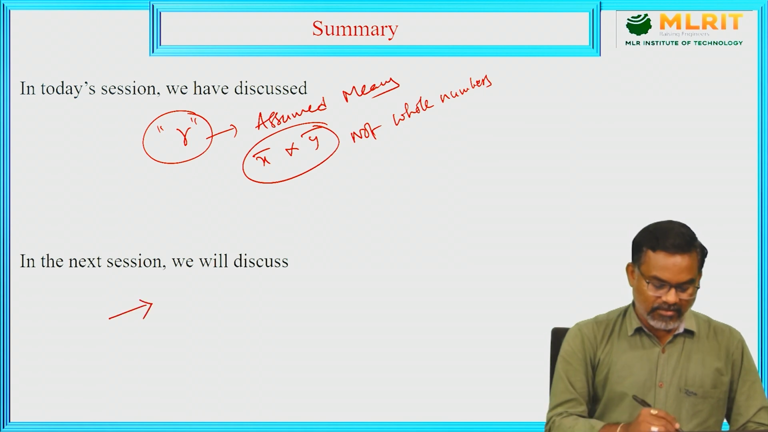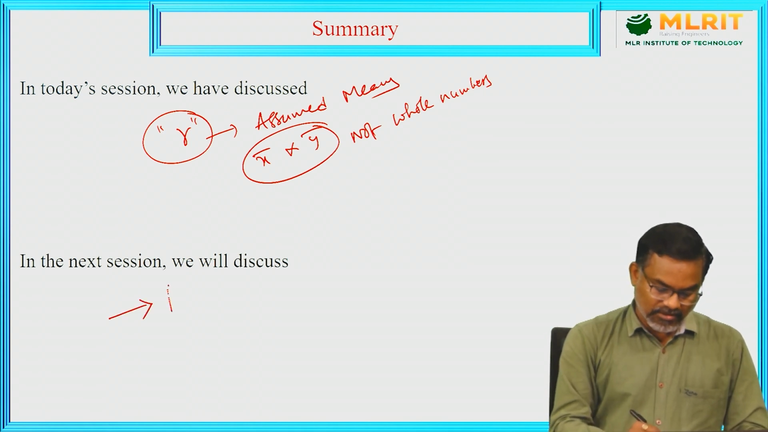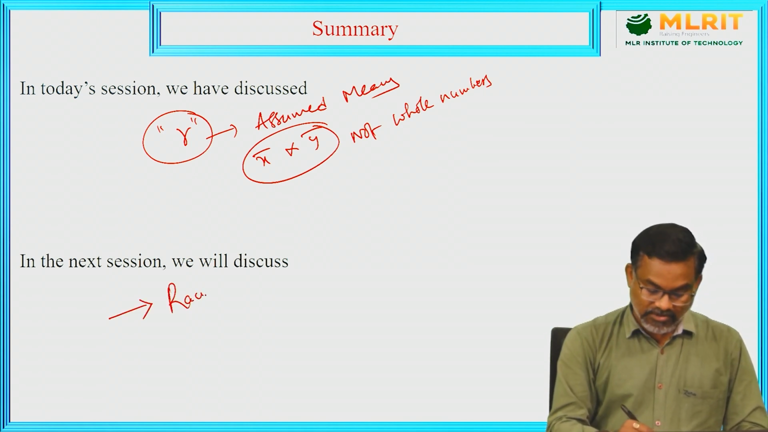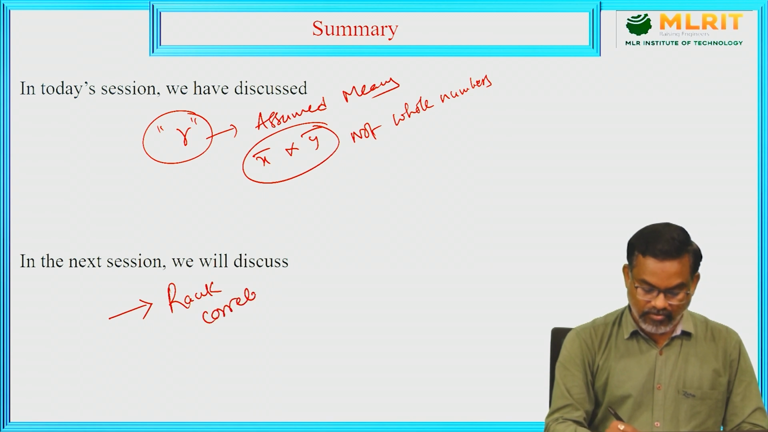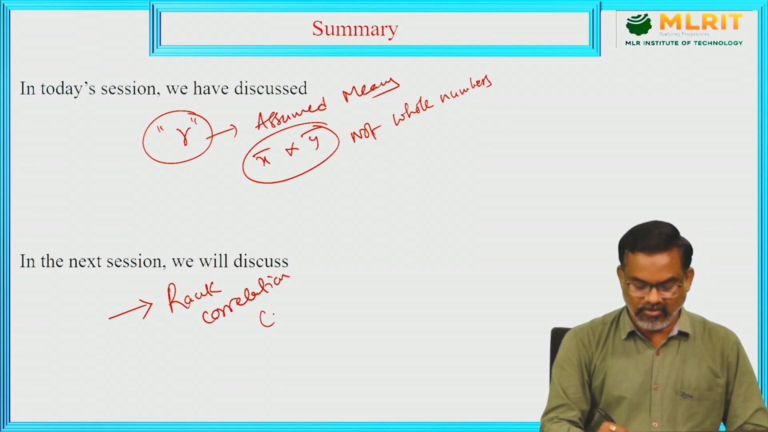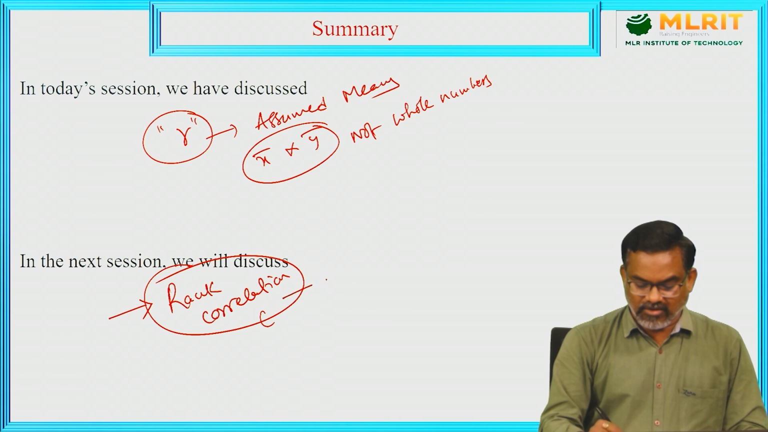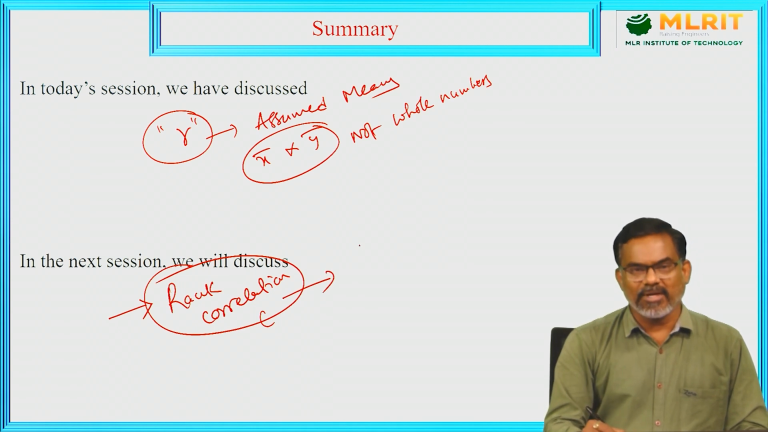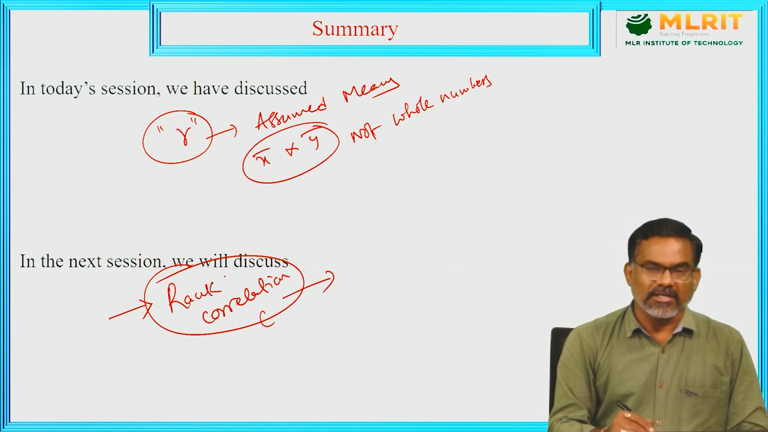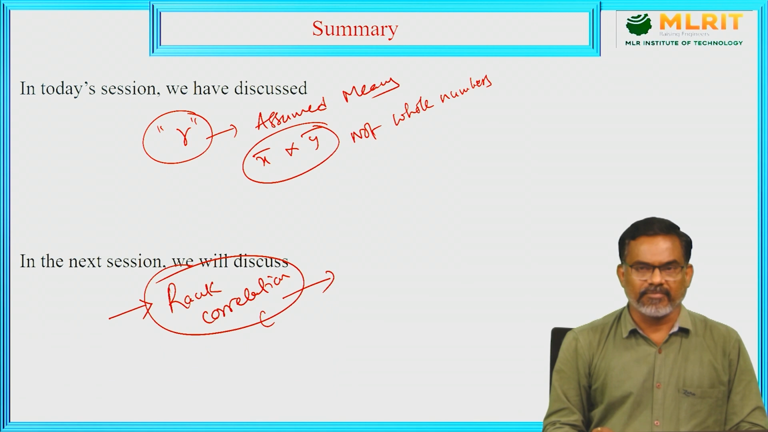In the next session, we will discuss the rank correlation coefficient. The correlation coefficient can be calculated by assigning ranks to the given observations. So, that topic we will discuss.